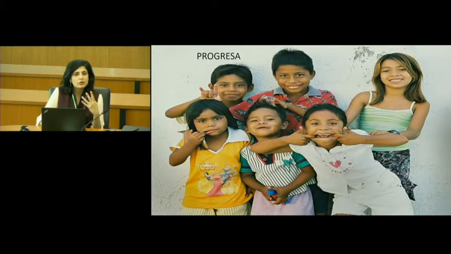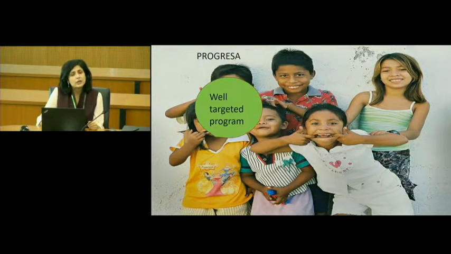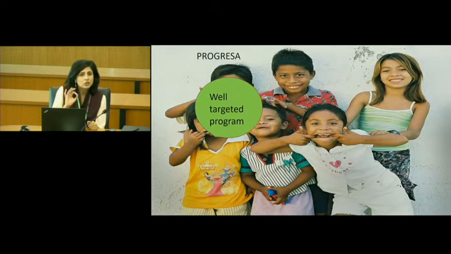And there were 4 effects that broadly came out in that report 2 years later. The first one was that this conditional cash transfer program, targeted at vulnerable households in communities, was a well-targeted program, so that it was going to households that were vulnerable and especially needed the cash transfer.